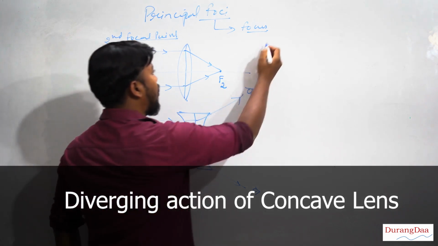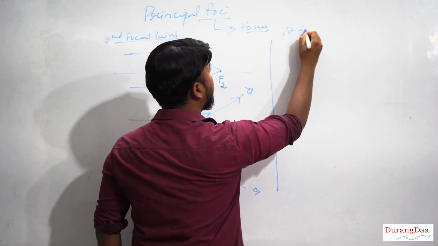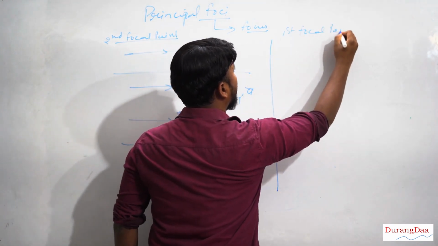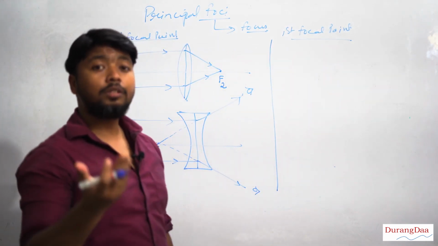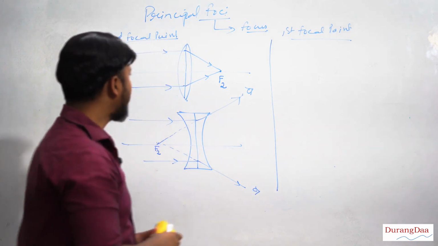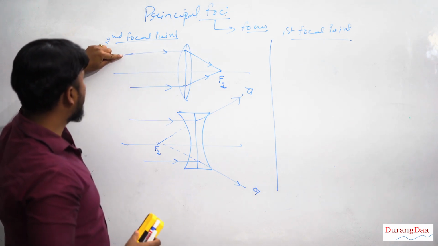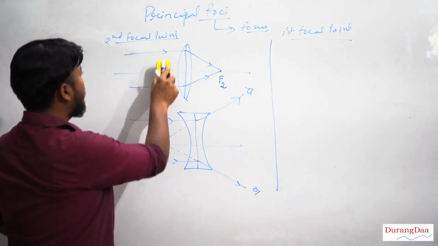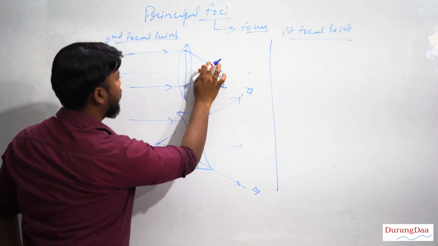Alright, in order to define the first focal point, we'll do a little revision, the principle of reversibility of light. Now if I ask you a simple question, suppose instead of this light ray coming from this direction, it was originating from this point like this.